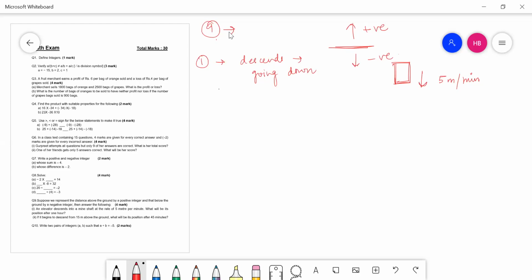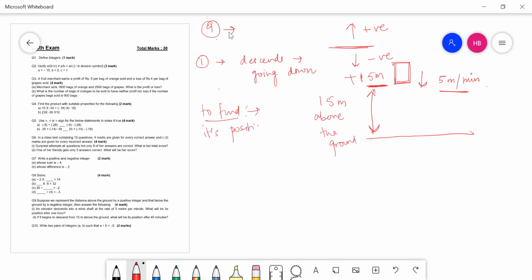And in the second part, what is given is that the descent happens from 15 meter above the ground. So I already know its starting position: plus 15 meter. It is going down at 5 meter per minute, and they are asking me what will be its position after 1 hour. So what do you have to find? Its position after 1 hour.